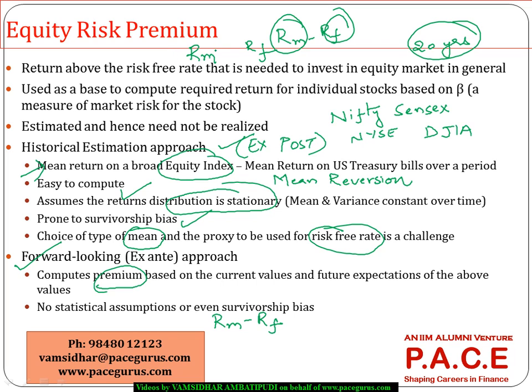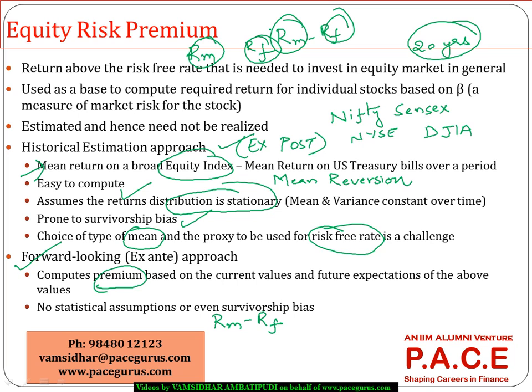So I am trying to predict the RM and RF and all these things for the future using various approaches, and then I am using RM minus RF, which means it is more of a futuristic or forward-looking estimate of the equity risk premium. It's nothing based on the historical data.